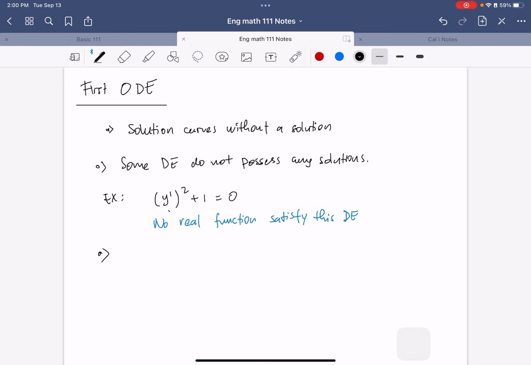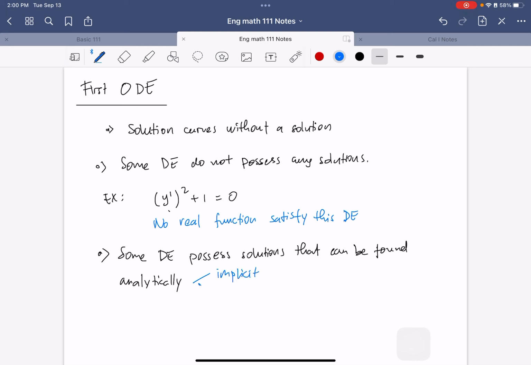The second one: some DE possess solutions that can be found analytically. We can say analytically with perhaps the implicit or explicit form.